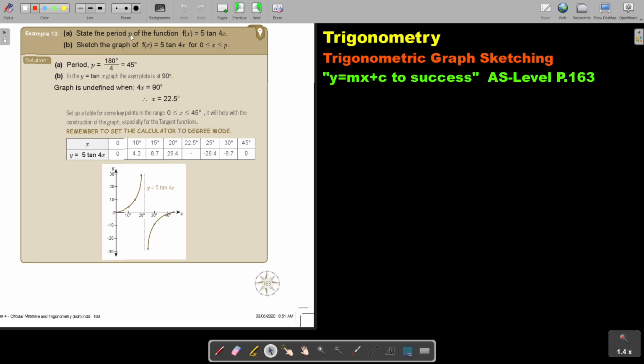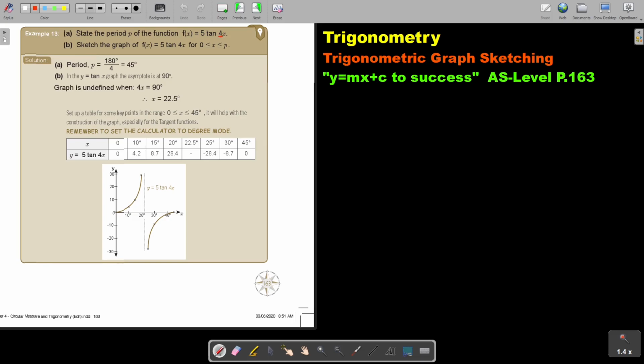State the period p of the function f(x) equals 5 tan 4x. Sketch the graph of f(x) equals 5 tan 4x for x bigger than or equal to 0 and smaller than or equal to p. Okay. Now, what is the period? So the period, I look at this value.